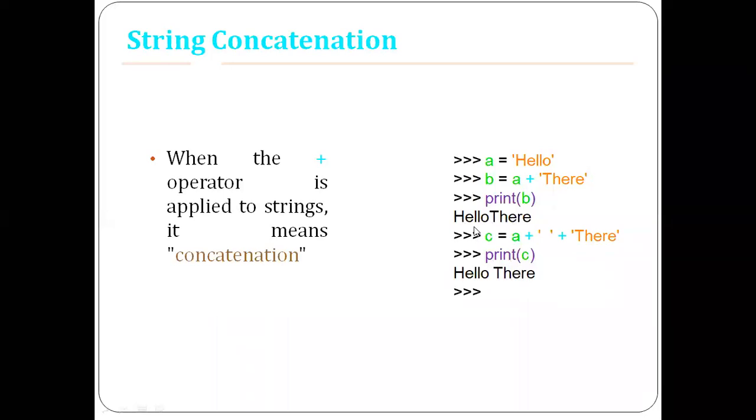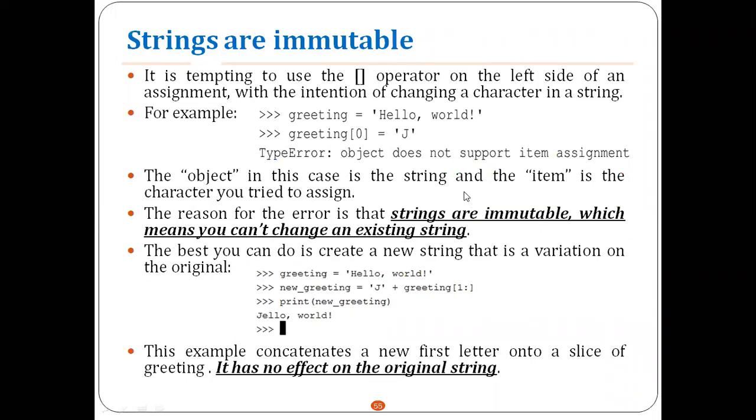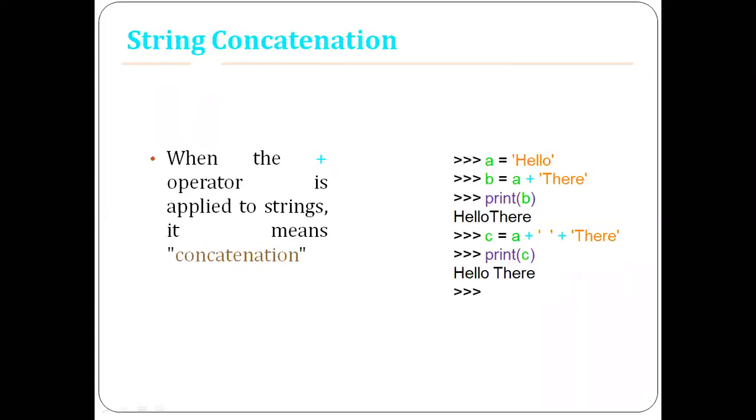In the previous case, we saw there is no space in between hello and there. But if you want to include a space in between hello and there, you have to concatenate an empty string or a space in between them as well. This entire process we call string concatenation, right? This is for today's class. In the next class, we'll talk about strings being immutable, right? So that is for the class.